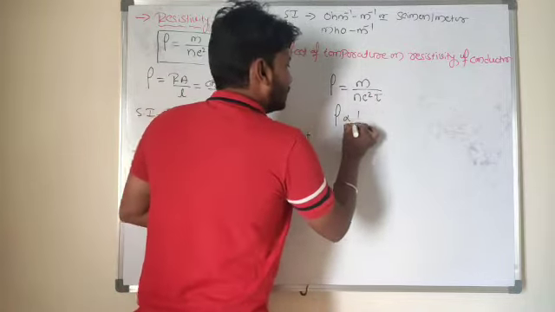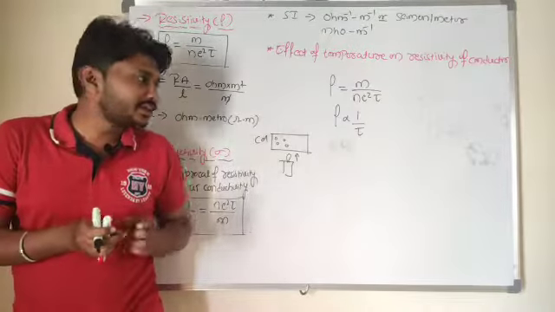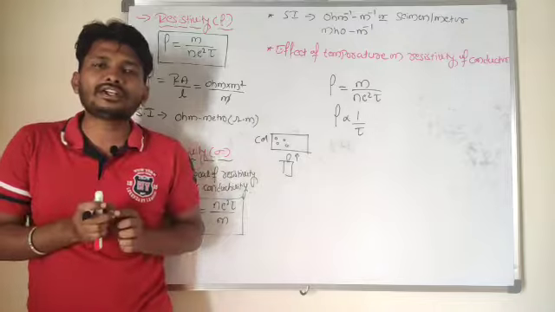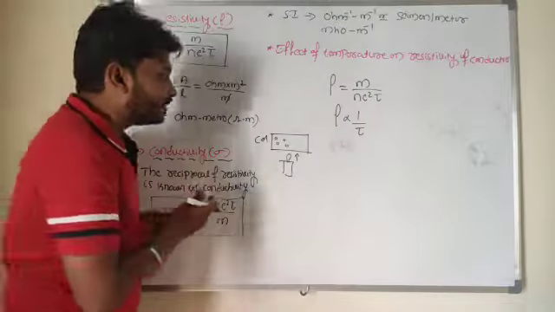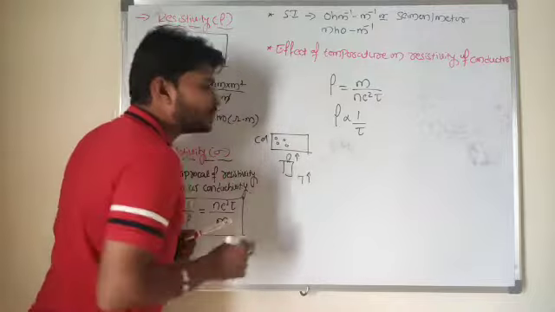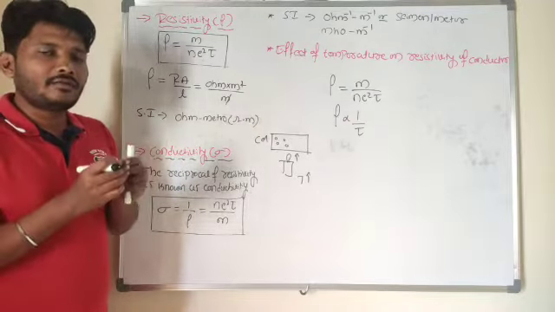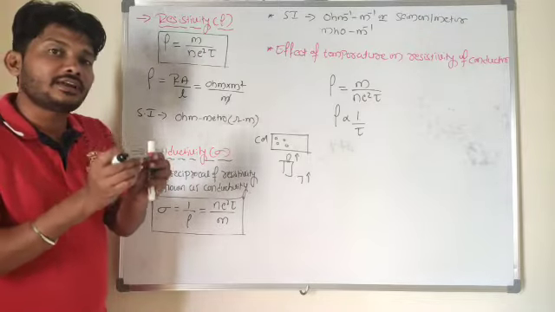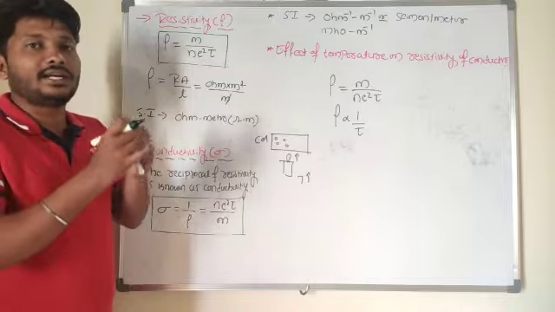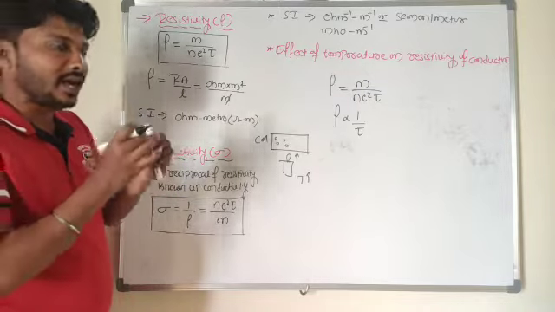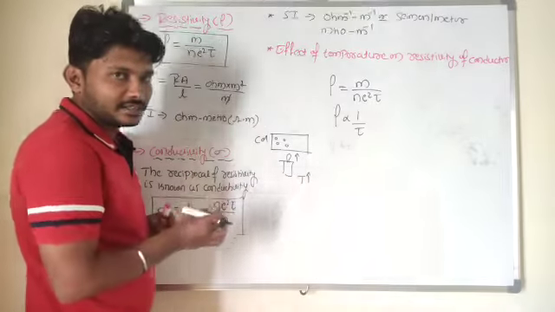So rho is inversely proportional to relaxation time, I said. Relaxation time means the average time interval between two successive collisions. As the temperature increases, what happens? The number of collisions will be more. As the number of collisions is more, relaxation time will decrease. Why? Because within a less interval of time it suffers more collisions. So relaxation time decreases as the temperature of the conductor increases.